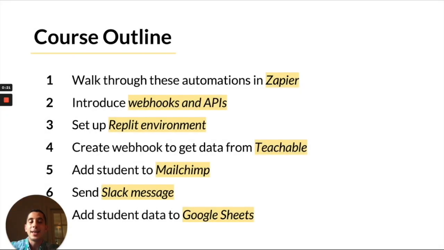We're basically going to take the workflow that I use whenever a new student signs up for a new course in Teachable, which springs into action a bunch of other steps: taking that student, adding them to my Mailchimp account, sending myself a Slack message to say, hey, Matt, someone signed up for your course, awesome job, and then finally adding that student's information to a Google Sheet.